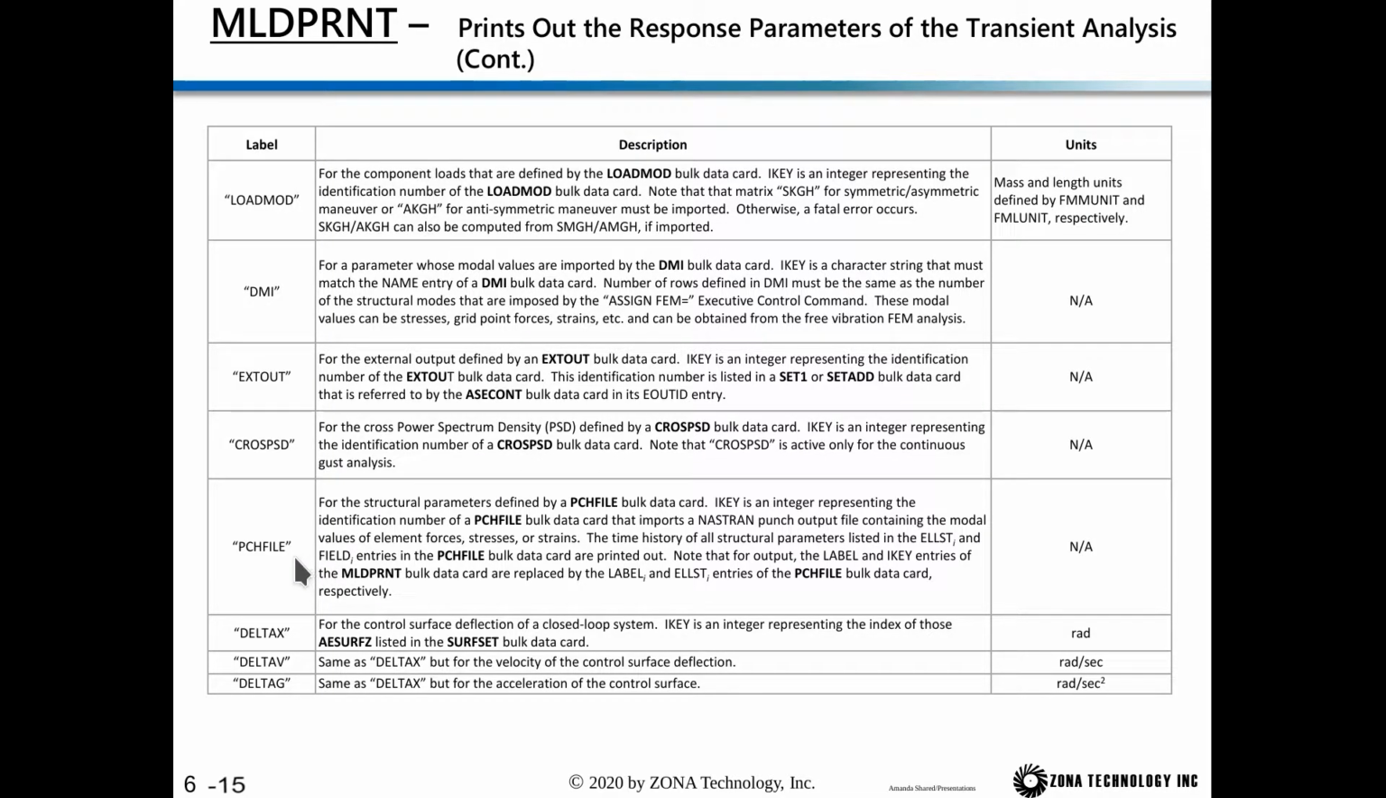Next is the PCH file for a punch file. If you have a PCH file bulk data card, importing a Nastran punch output file, you can refer to that through this option. And then we have delta X, delta V, delta G to measure the control surface deflection, rate, or acceleration. I key is an integer referring to the index of the AESURFZ card listed in the surf set bulk data card.